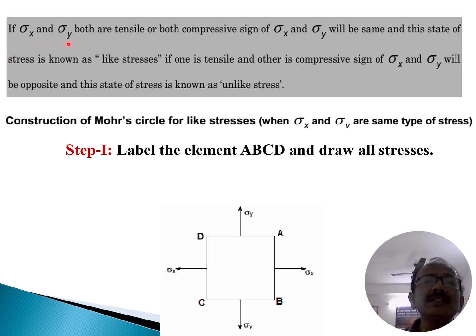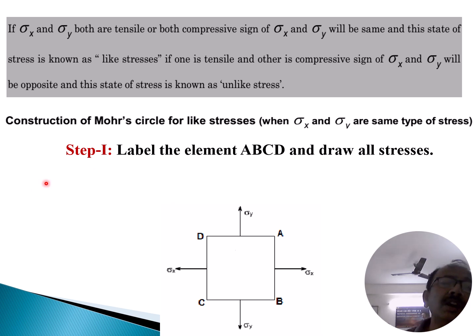If sigma x and sigma y are both tensile or both compressive in sign, that is, sigma x and sigma y are the same, this state of stress is known as like stresses. If one is tensile and the other is compressive, so sigma x and sigma y are opposite, the state of stress is known as unlike stress. So now the construction of the Mohr circle for like stresses, that is, sigma x and sigma y are the same type.